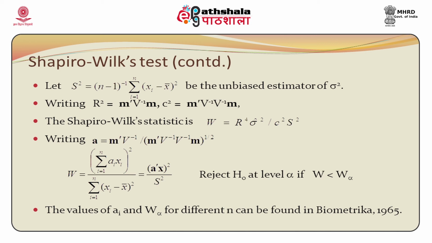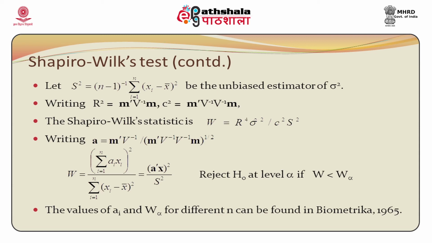Sigma hat square, mind you, comes from what we have done assuming normality, and s square is the raw sample variance, and if we have made a good assumption, then this should be close enough. So, we can write W slightly differently as a prime x square by s square. This is the usual standard form that it is written in, and I will explain why it is written in this fashion, where A is m prime v inverse by m prime v inverse m to the power of half.